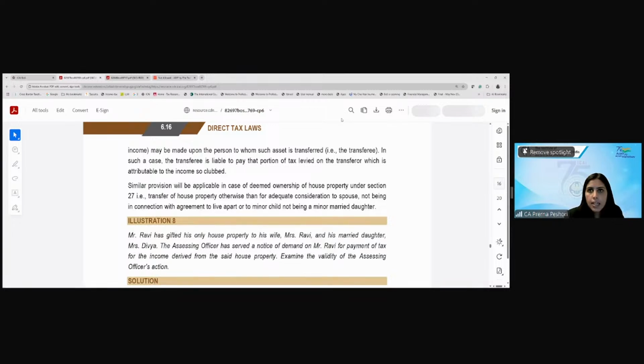Okay. Gift to married daughter will not be clubbed. Divya will pay her own tax. Wife income is taxable in Ravi's income. Devrata is saying something else. So let's see what is the correct answer.